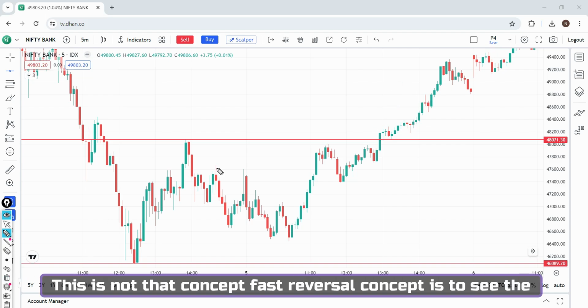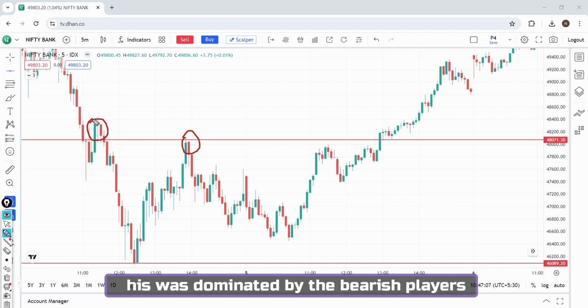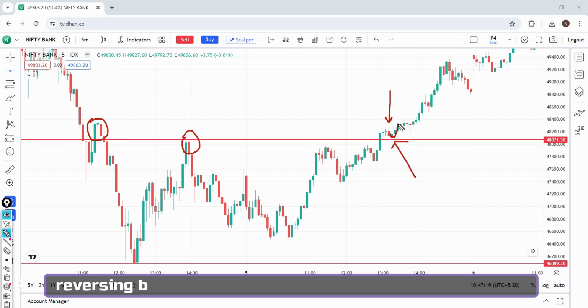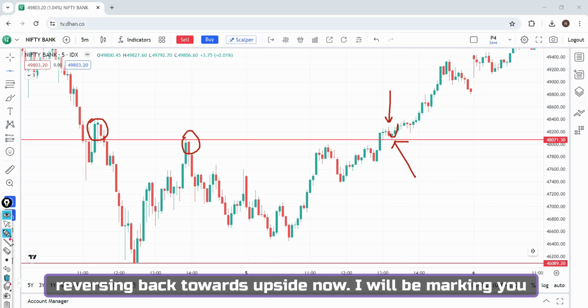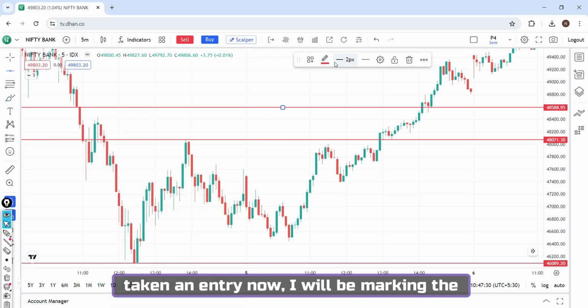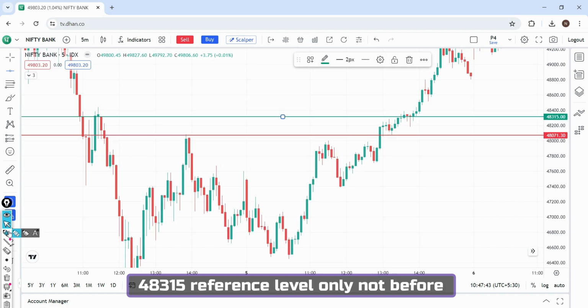The fast reversal concept is to see the price action around the fast reversal reference level. This was dominated by the bearish players. Now can you notice price is trying to take support. This is one bearish candle which is trying to come back down, but immediately price is reversing back towards the upside. Now I'll be marking why 48315 only. Before that, why could I not have taken an entry? Now I'll be marking the 48315 reference level. Why the 48315 reference level only, not before that?